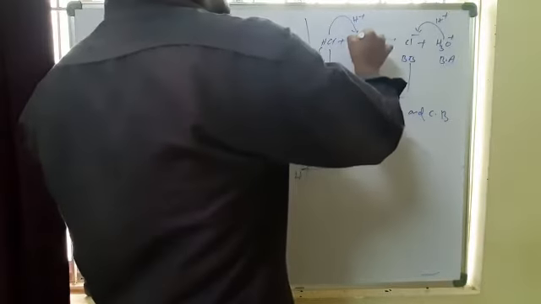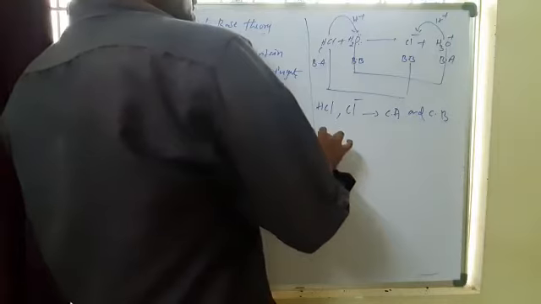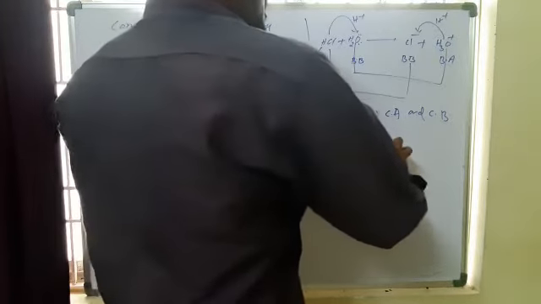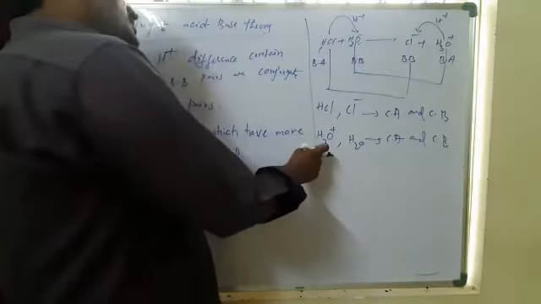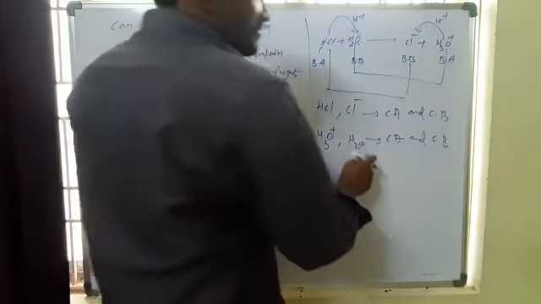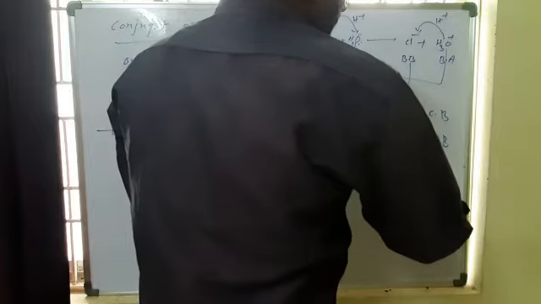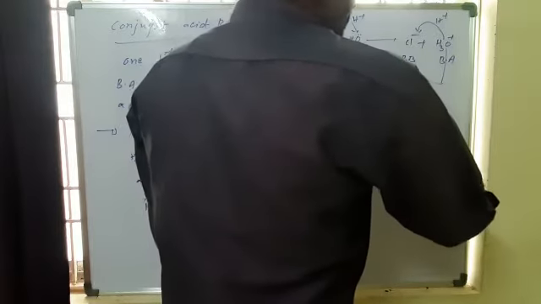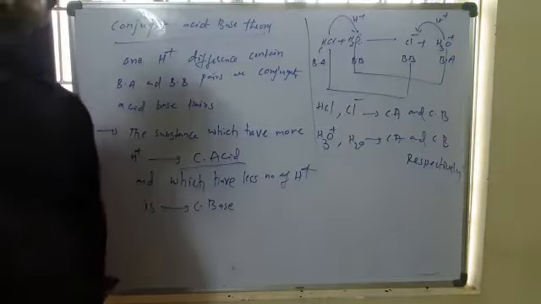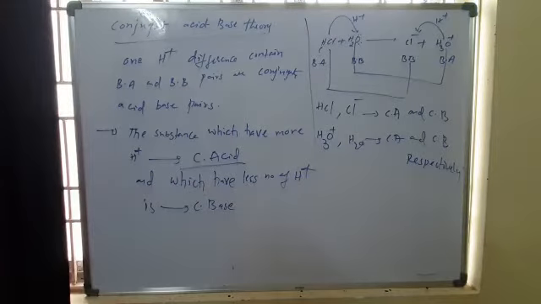Now the water and H3O plus, the hydronium ion, are also conjugate acid and conjugate base respectively. H3O plus has one proton excess compared to water, so H3O plus is the conjugate acid and H2O is the conjugate base. So this is conjugate acid-base theory. Now let's look at some types of questions.